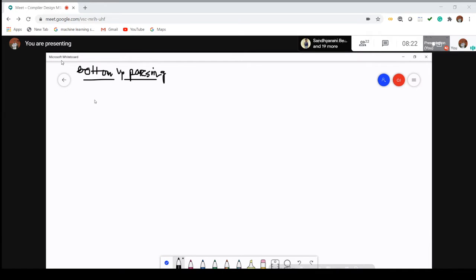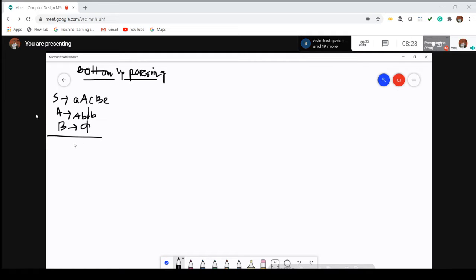So let us consider a grammar which is in the form of S → a A c B e. Then A → A b or b. It is a context free grammar. Then B → d. For this grammar we have to construct the bottom-up parsing.